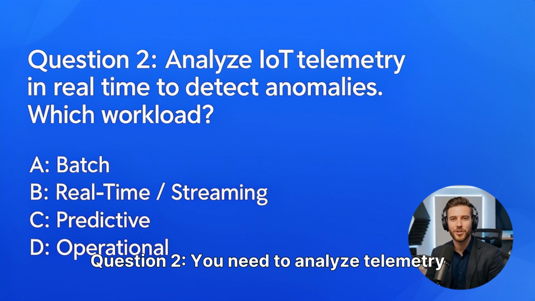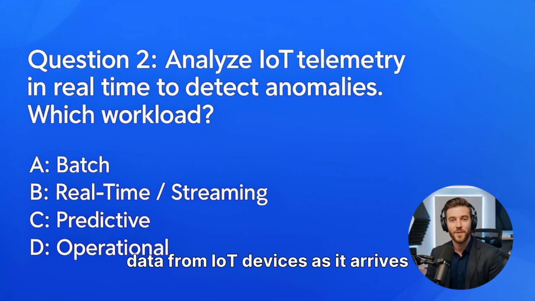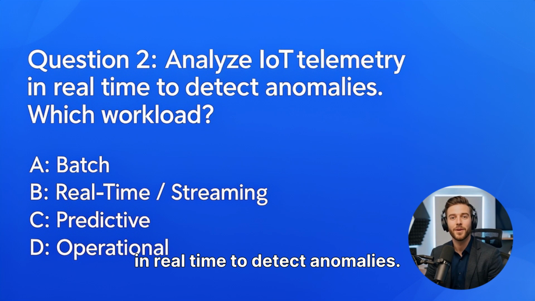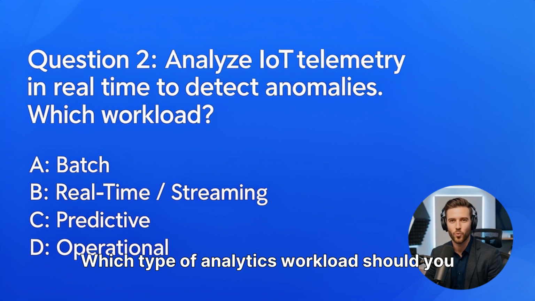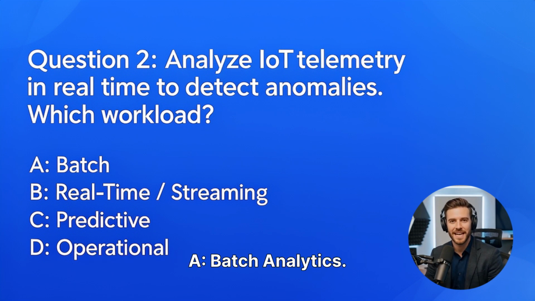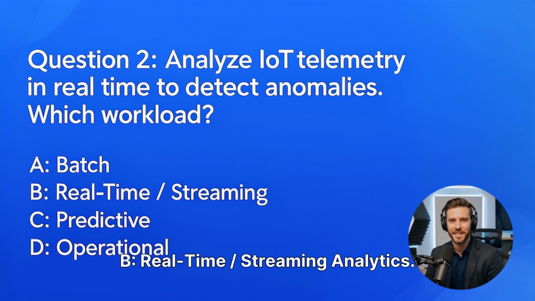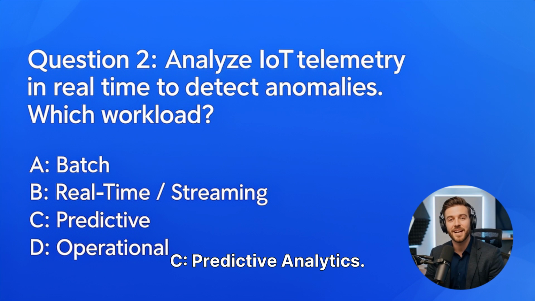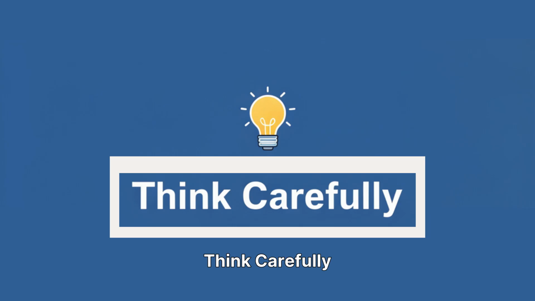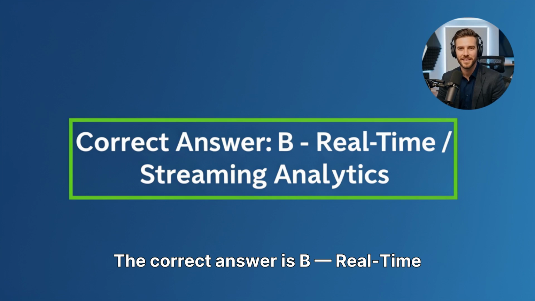Question 2. You need to analyze telemetry data from IoT devices as it arrives in real time to detect anomalies. Which type of analytics workload should you choose? A. Batch analytics. B. Real-time streaming analytics. C. Predictive analytics. D. Operational reporting. Think carefully. The correct answer is B.